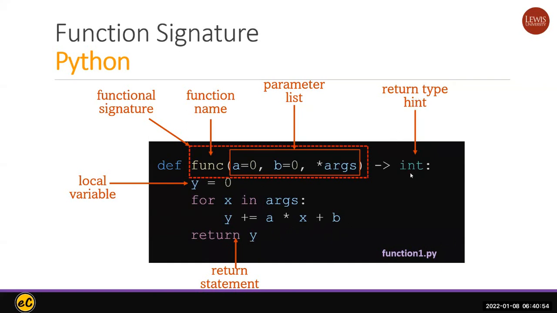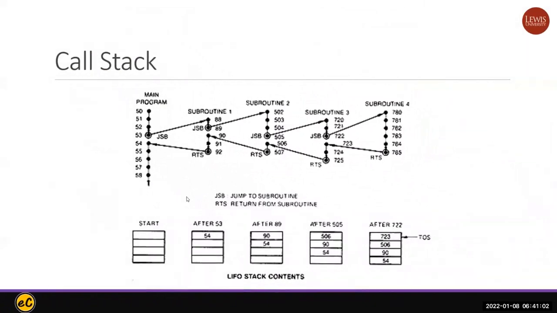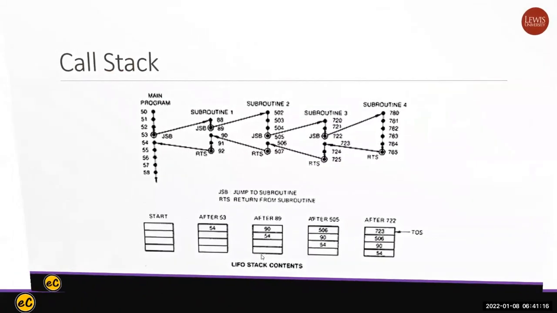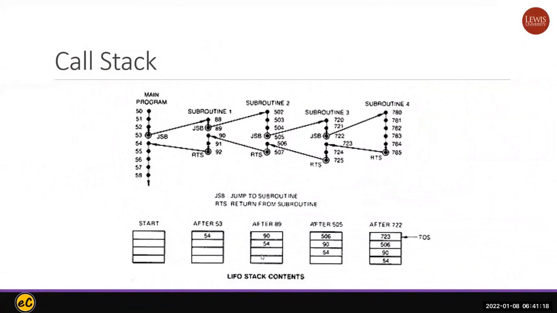And there's a hint. The hint is the return data type. And y is a local variable, and you can also have a return statement. So a function includes the function signature, function name, parameter list, return type, local variable, and return statement. These are the basic function statements.